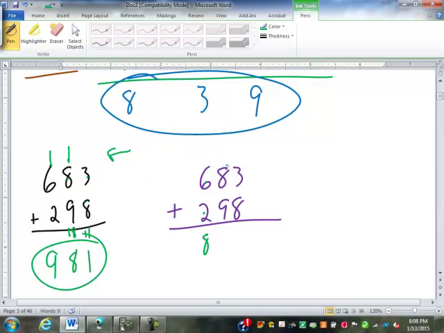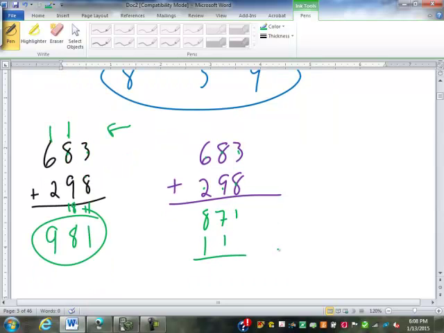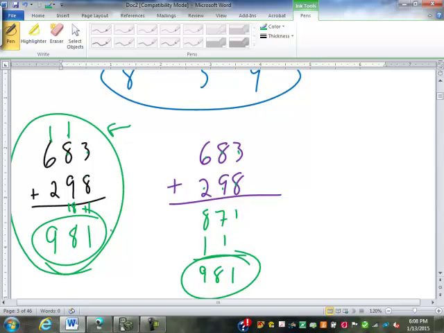6 and 2 add up to 8. 8 and 9 is 17, carry the 1. 3 and 8 is 11, carry the 1. 8 and 1 is 9, 7 and 1 is 8, and 1. Get the same answer. Now this is a little shorter and takes up a little less paper, probably a little quicker, but there are other ways to add numbers.